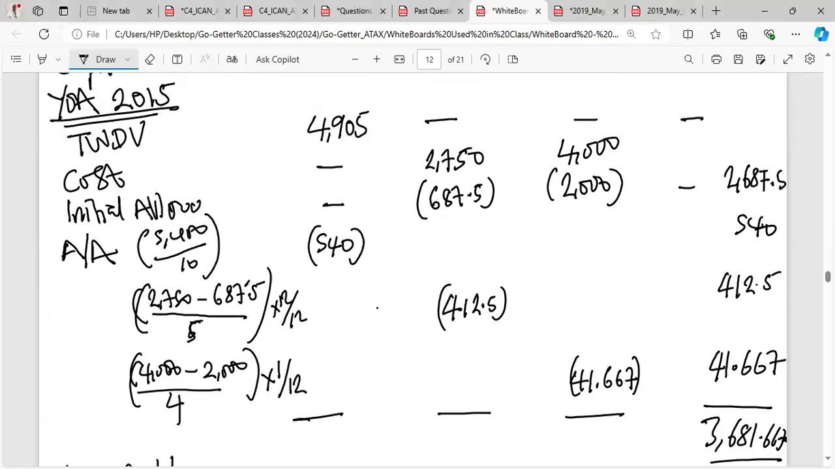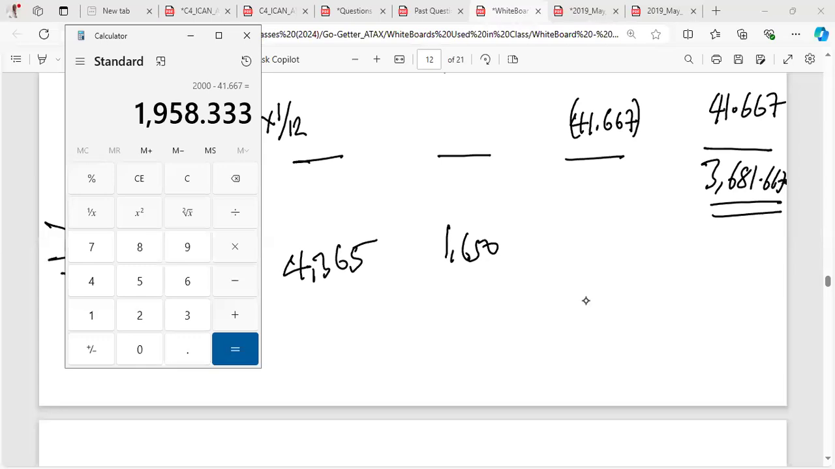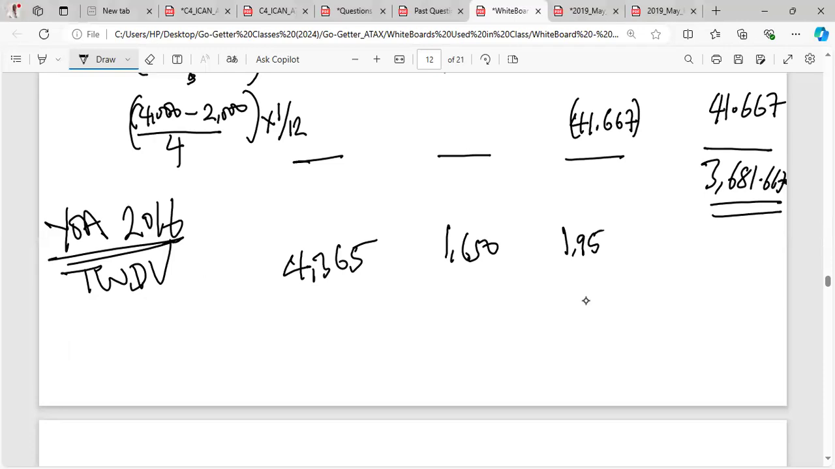Then here we have, instead of saying 4,000 minus 2,000, I will just say 2,000 minus 41.667, 1958.333. And of course, there is a dash somewhere here. Let me make this so that it will be accommodating the next one that will be purchased. 1958.333.